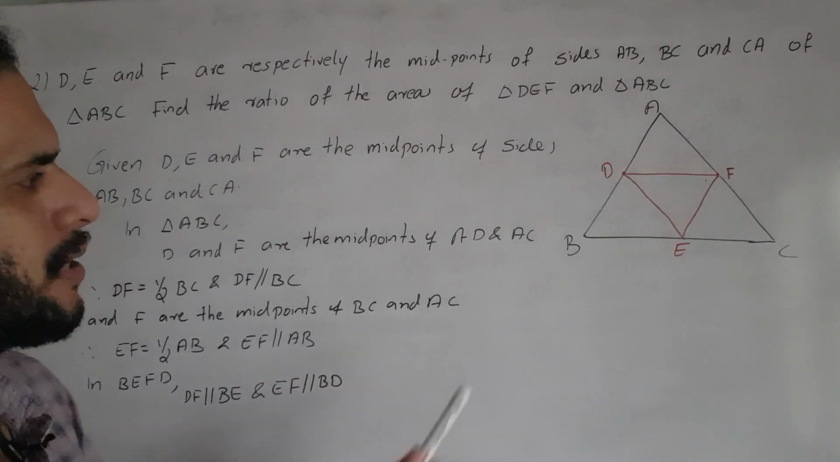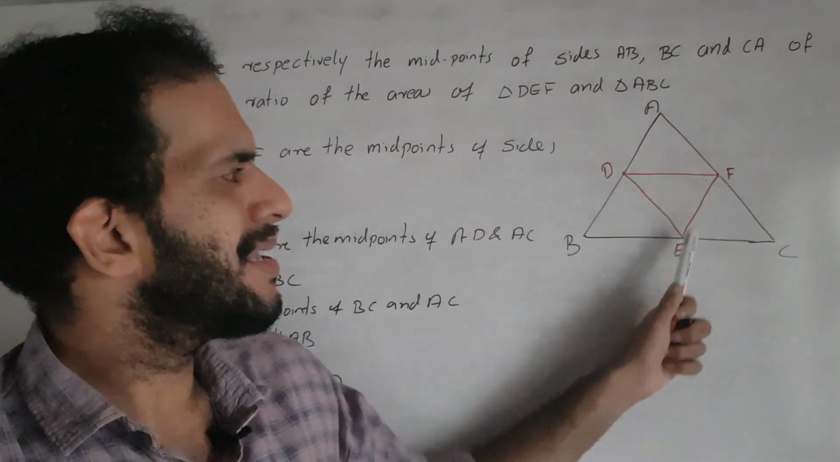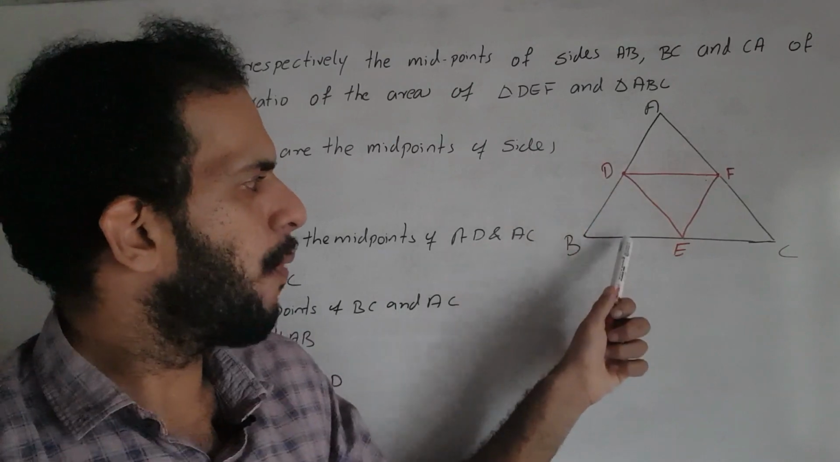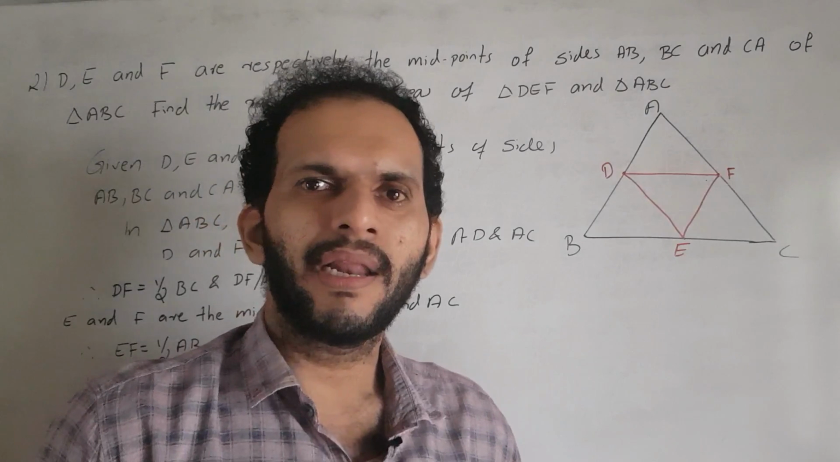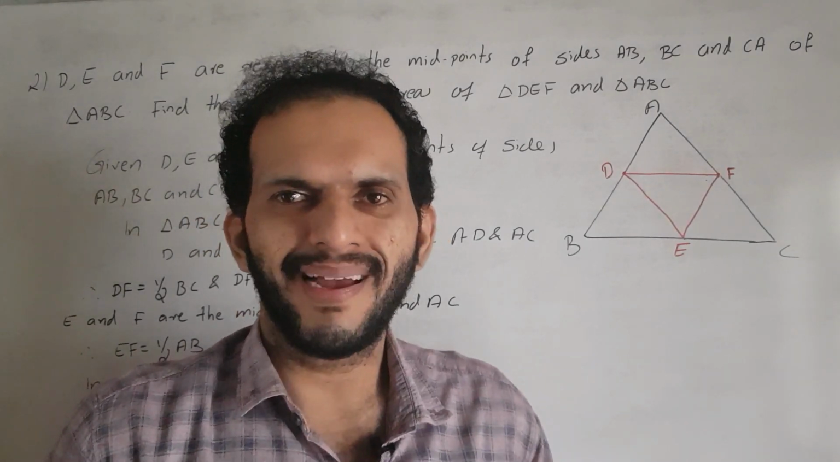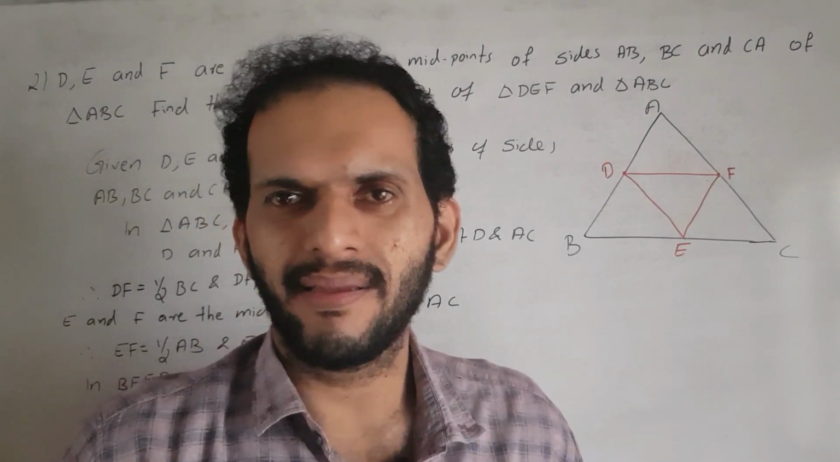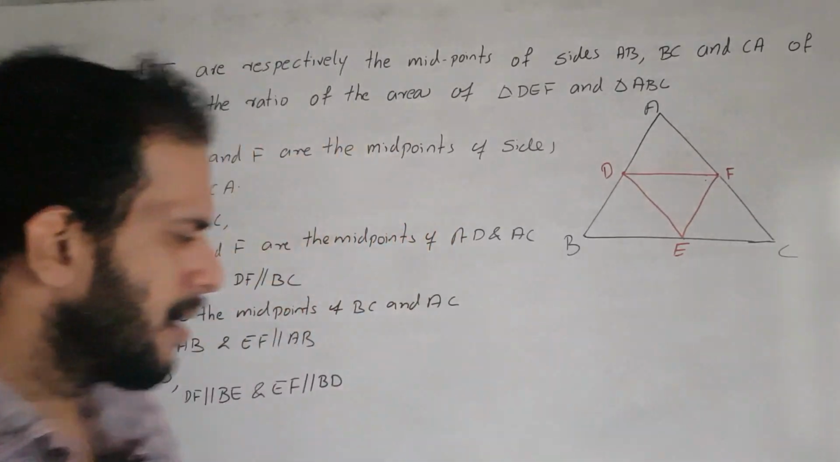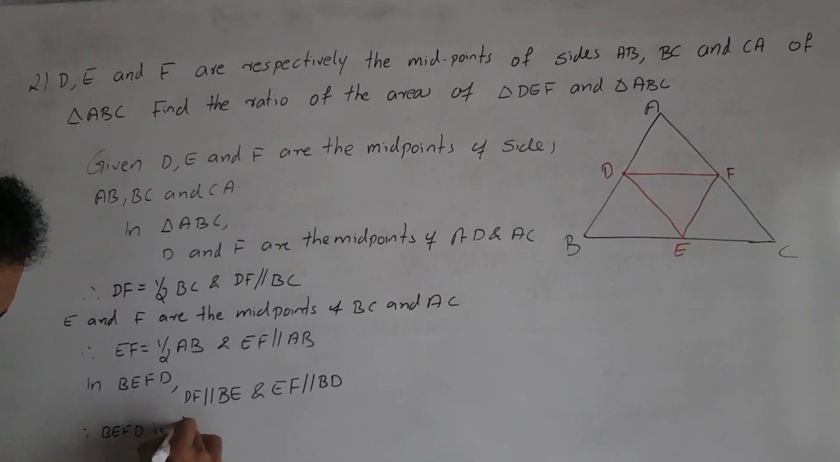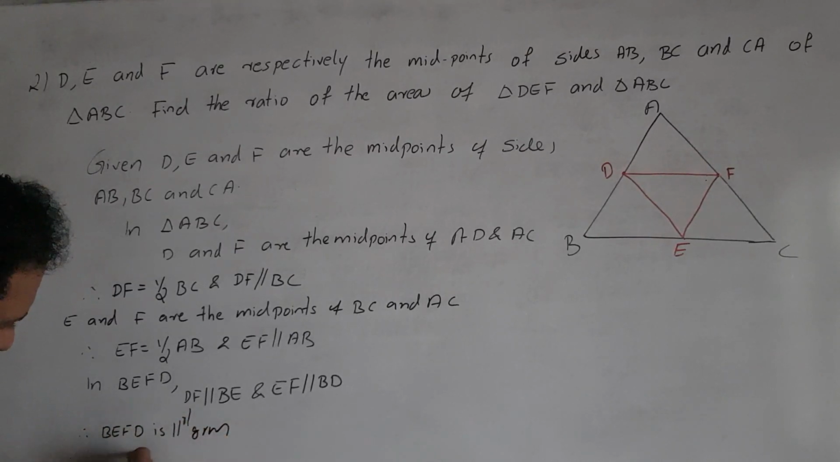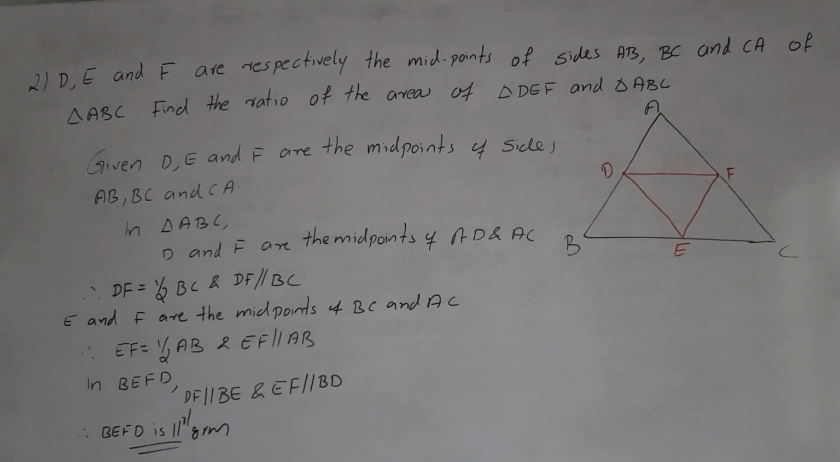Then now we got it in this quadrilateral BEFD, both pairs of opposite sides are parallel. Then a quadrilateral in which both pairs of opposite sides are parallel is very clearly a parallelogram. Correct? Therefore, BEFD is a parallelogram.